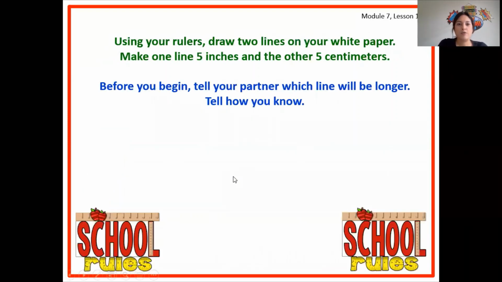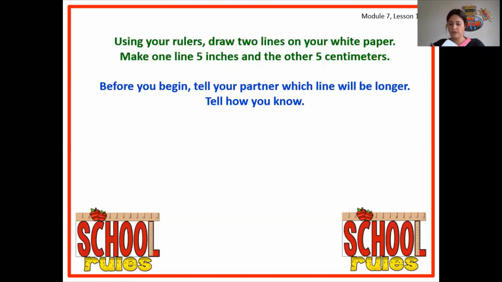Okay, now using your ruler, what I want you to do is I want you to draw 2 lines on a piece of paper. So you can get whatever piece of paper. I want you to draw 2 lines. I want one to be 5 inches and one to be 5 centimeters. So again, we're gonna grab our paper, whatever paper we have, okay? And we're gonna measure a line that is 5 inches.